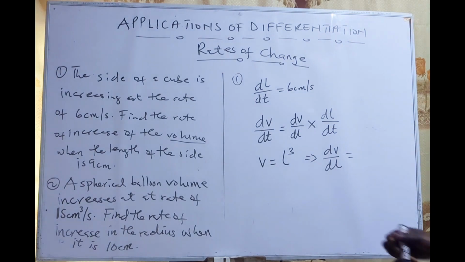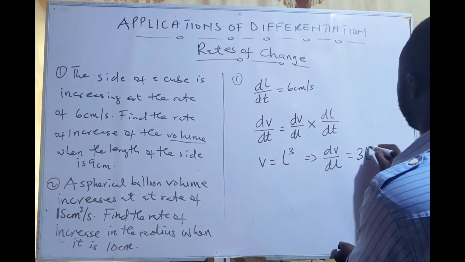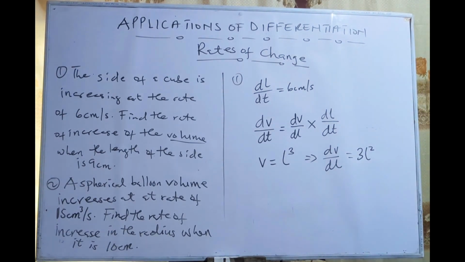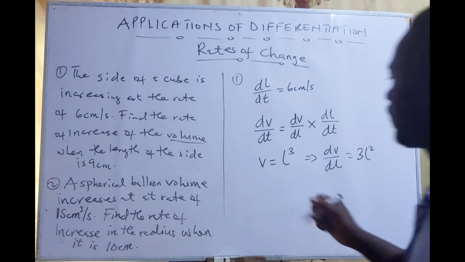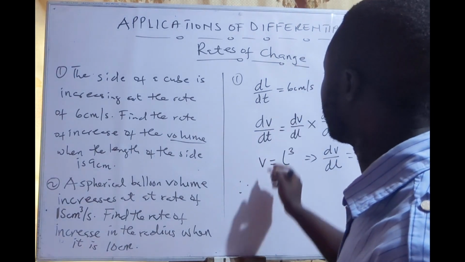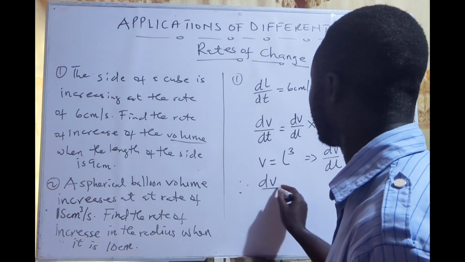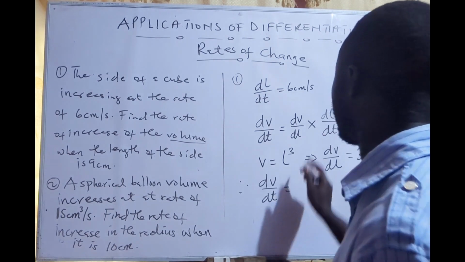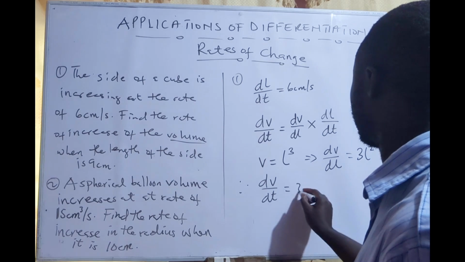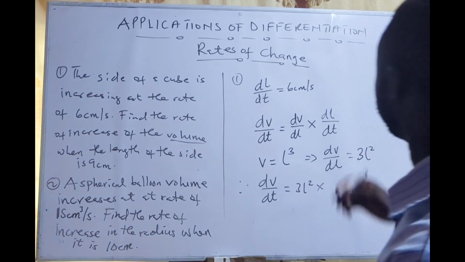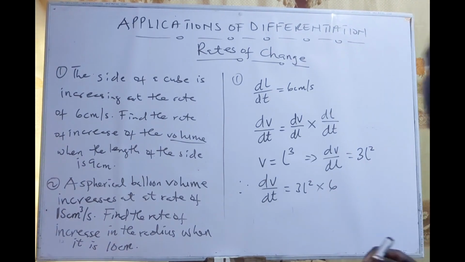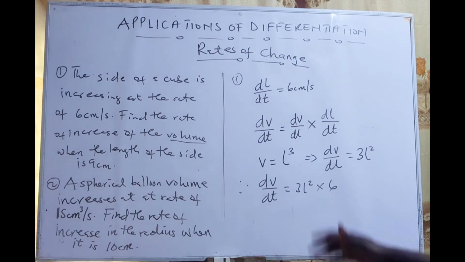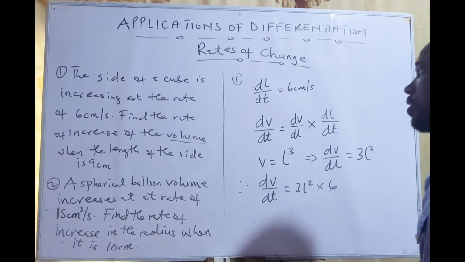The side will give us 3L squared. So dV/dL is giving me 3L squared. Therefore, the rate of increase in the volume with respect to time is equal to dV/dL, which is 3L squared, times dL/dt, which is 6 centimeter per second.